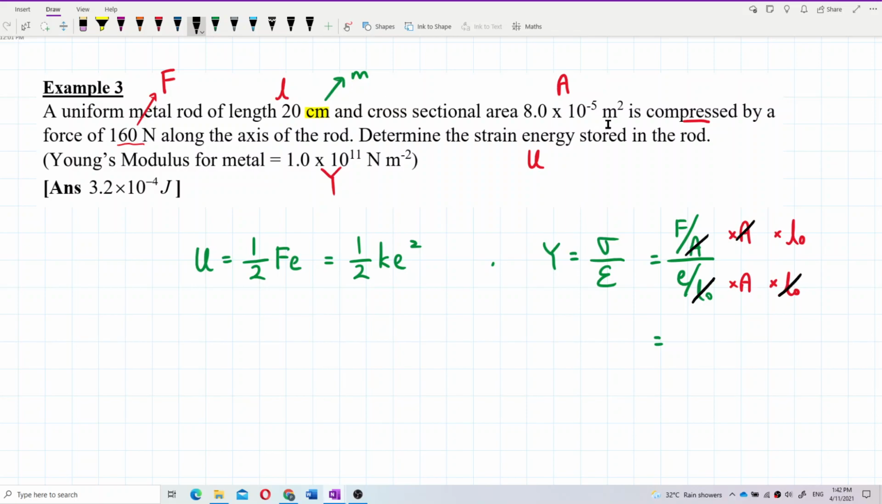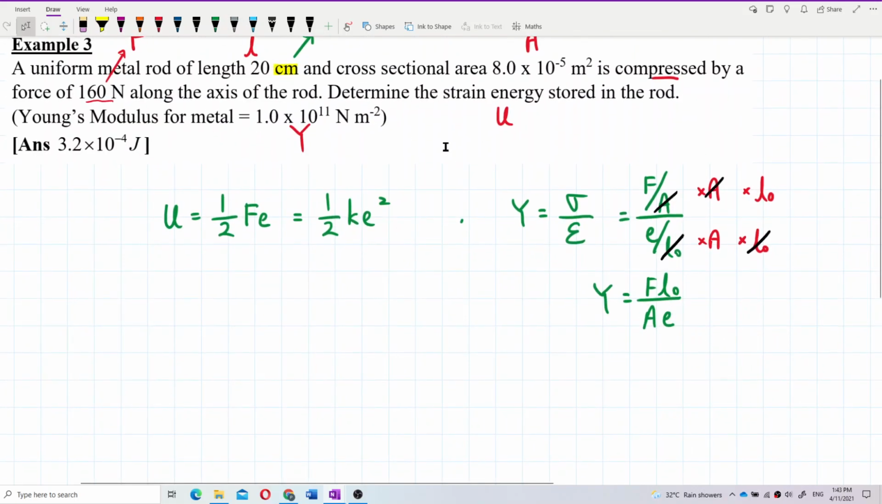Multiplying the same thing top and bottom is like you multiply by one. That's how we eliminate the denominator, and we get the formula FL over AE. That's how we get the formula FL over AE. So from here we can get the elongation that's needed for strain energy. The Young's modulus is equal to this formula, so we can use it already.